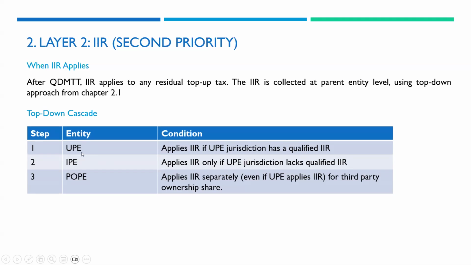But in either case, even if the UPE has a qualified IIR, if the entity is a POPE, now what is a POPE? It has ownership interest in another constituent entity, and it itself has more than 20% of external shareholders. In such a situation, it becomes a POPE, and the POPE would apply IIR separately, and whatever top-up tax is paid by the POPE will be used as an offset by the UPE at the time of calculating its IIR. These things are already clear from the last classes, right?